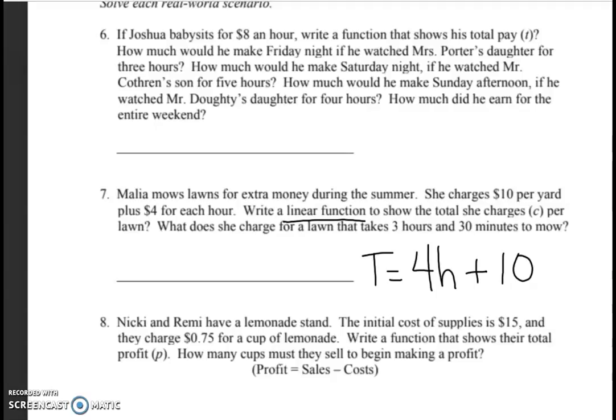What does she charge for a lawn that takes 3 hours and 30 minutes to mow? Well, 3 hours and 30 minutes is the same thing as saying 3.5, right? So $4 an hour times 3.5 plus 10. So you're going to use PEMDAS and do 4 times 3.5 and add your 10, and your answer should be $24. That is how much she makes.